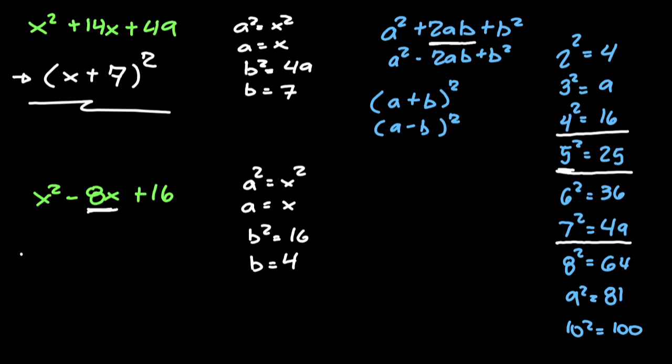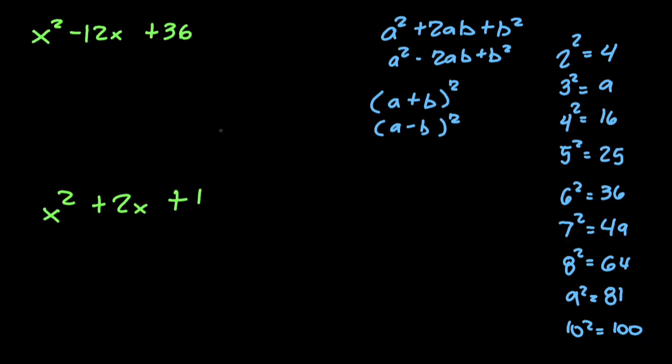So now the final answer here would be x minus 4 raised to the power of 2, because the sign here is a minus, so we must use this one, a minus b raised to the power of 2.